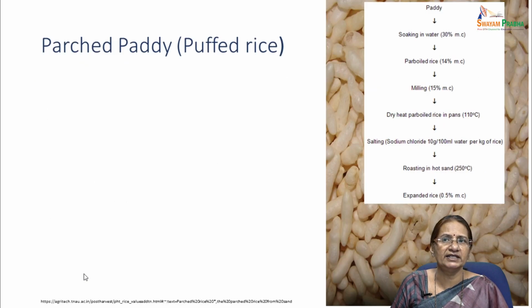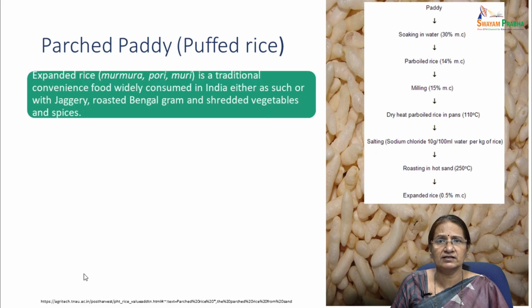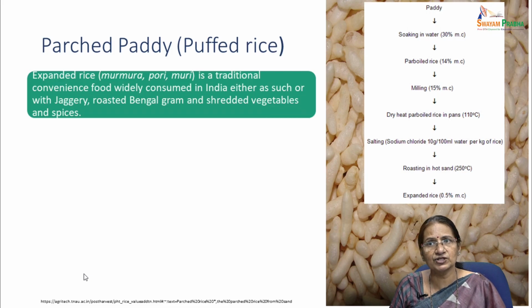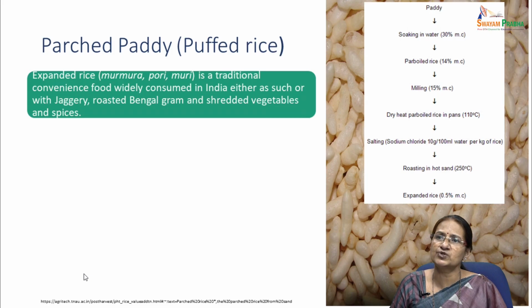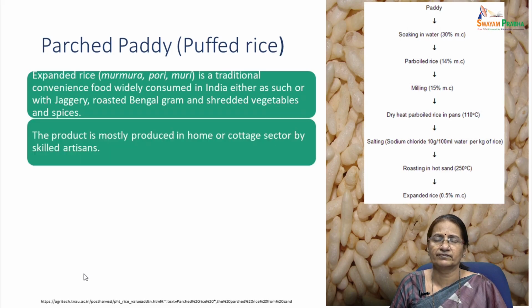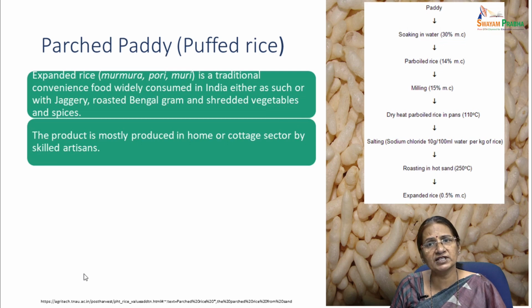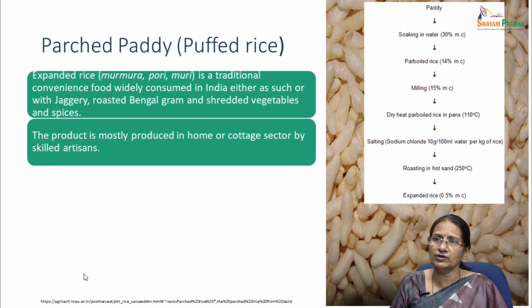Now, parched paddy or puffed rice. Expanded rice, that is murmura, puri or muri, is a traditional convenience food widely consumed in India either as such or with jaggery, roasted Bengal gram and shredded vegetables and spices. The product is mostly produced in home or cottage sector by skilled artisans.